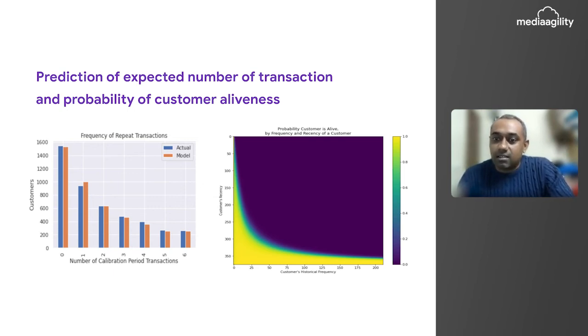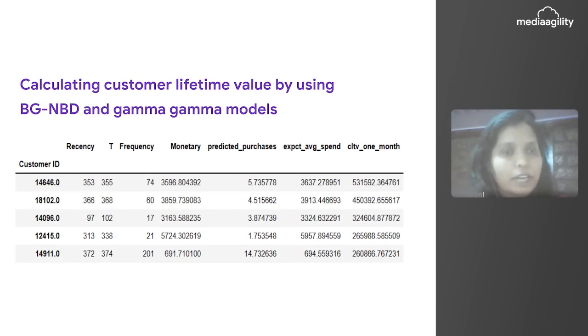Now here we calculate the customer lifetime value for the next 1 month. By using the BG-NBD model, we calculate the predicted purchases, and by using the gamma model, we calculate the expected average spend. By using both values, that means predicted purchases and expected average spend, we calculate the CLTV for the next 1 month. So these are the CLTV values for different customers, or we can calculate CLTV for each customer. So this is our BG-NBD model for customer lifetime value prediction.